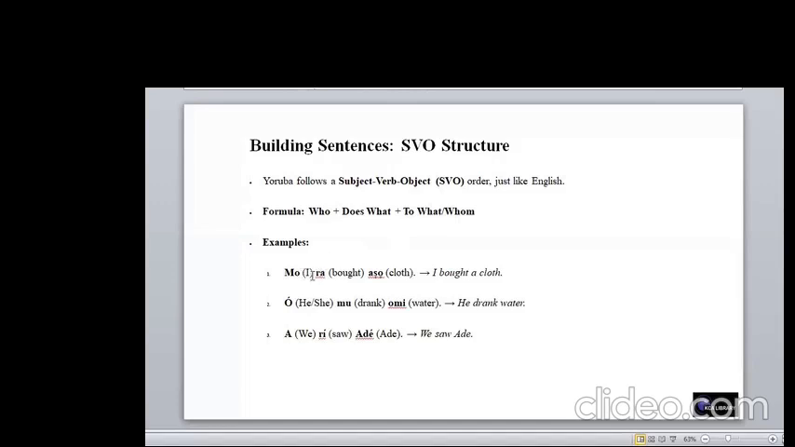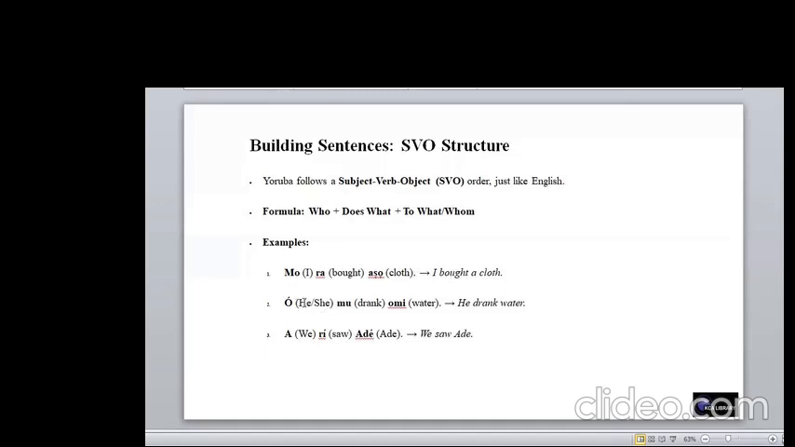Mo in Yoruba, as said earlier, is I. Ra means buy. Asho means clothes. So to combine it, you say mo ra asho. Mo is the subject, ra is to buy, then clothes is the object. So I bought clothes.